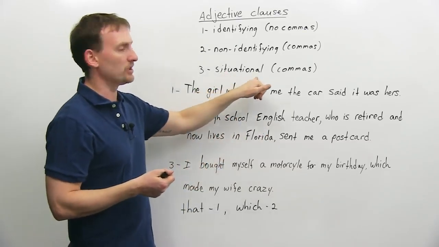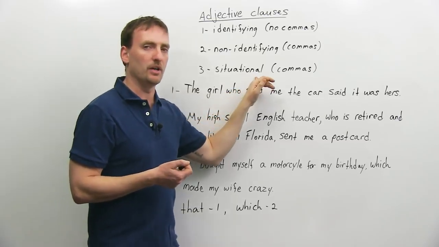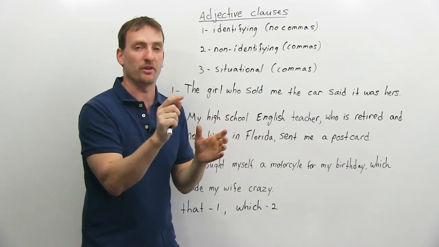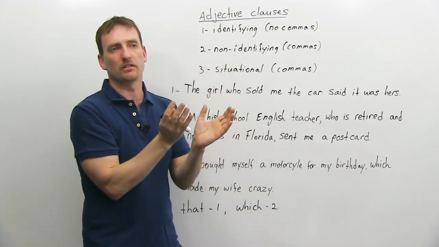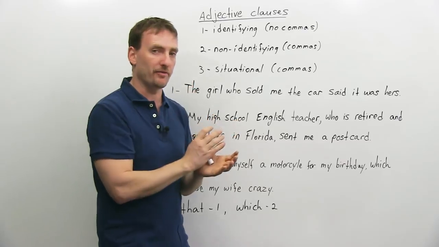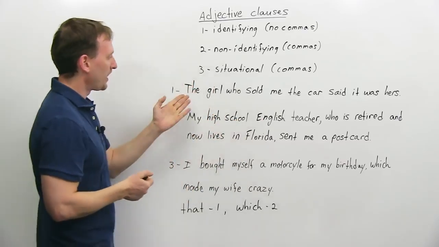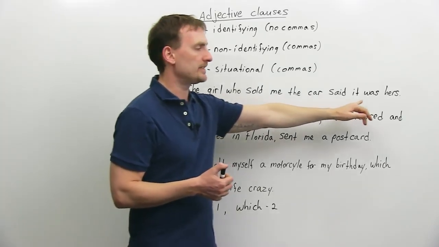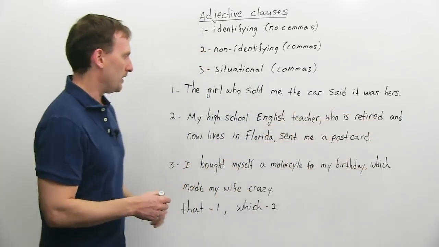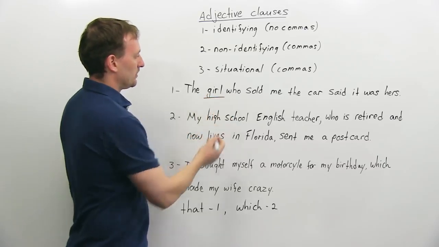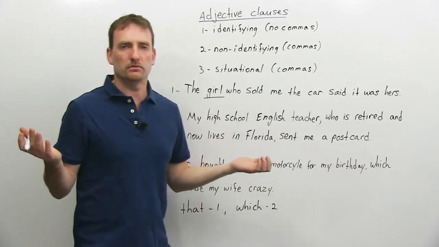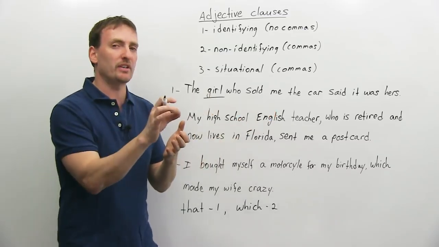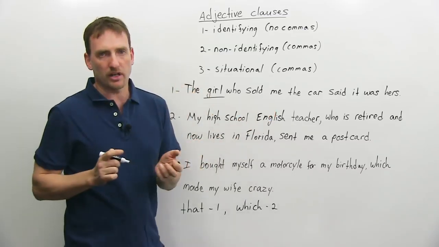And we have situational adjective clauses. Now, technically they work the same way, except that they're not modifying a noun. They're modifying an entire phrase or clause that came before it. We're going to look at examples. So number one, identifying. "The girl who sold me the car said it was hers." Now, if you ask, who is this girl? I don't know. There are lots of girls out there. So you need to tell me specifically which girl we're talking about.